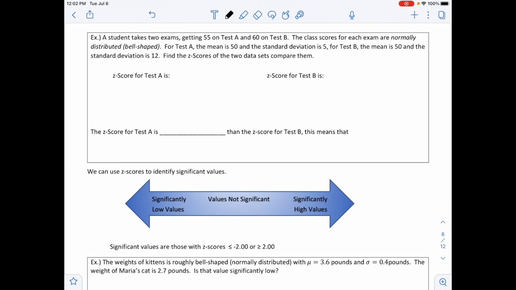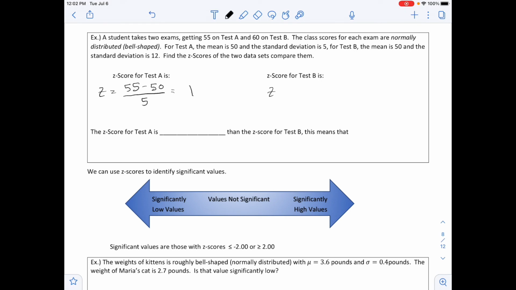In order to find our z-score for test A, we take the value the student received on this exam, which was 55, subtract the mean, which was 50, and then divide by our standard deviation, which is 5. Working this out, you would have 5 divided by 5, or just 1.